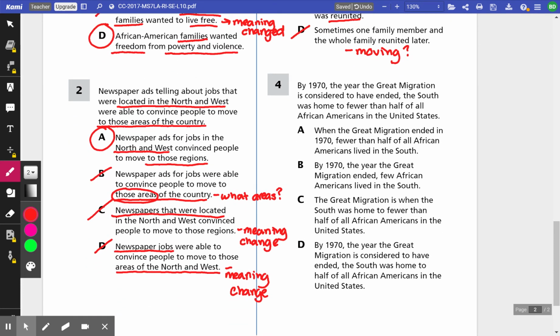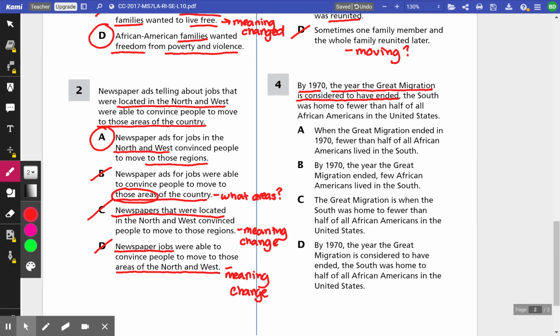All right, so let's move on to our last one, number 4. Let's see what it says. It says, "By 1970, the year the Great Migration is considered to have ended, the South was home to fewer than half of all African Americans in the United States." So, just looking at this sentence, I notice a couple things. It gives me the year 1970, and then it goes on to elaborate that 1970 was the year the Great Migration is considered to have ended. So that is a little bit redundant. They're giving us some extra information that we don't necessarily need here, because we can take out some of this and make it a little less wordy, a little less redundant, right?